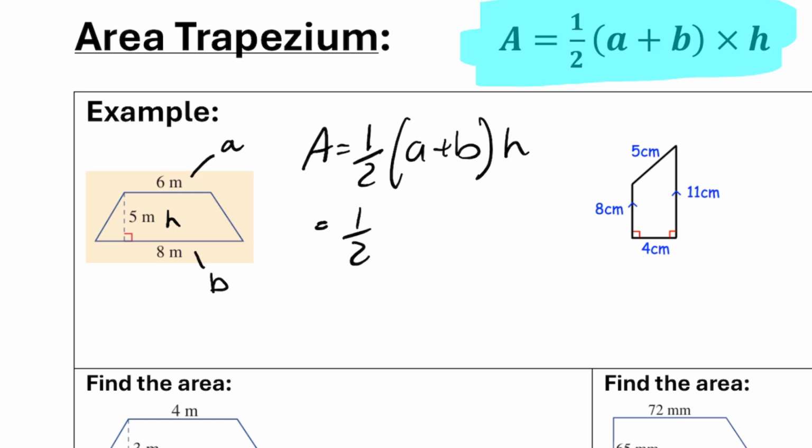Half, A was the top one, which is 6. B is the bottom one, which was 8. And our height is 5. And when we put that into our calculator, that gives us an answer of 35. Don't forget your units.